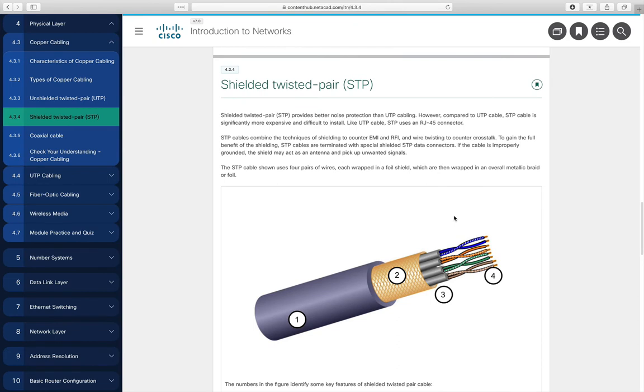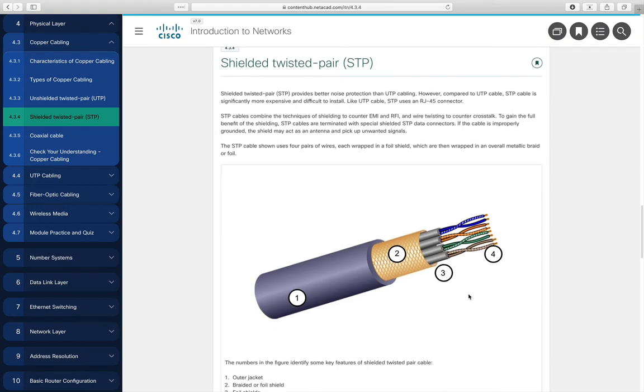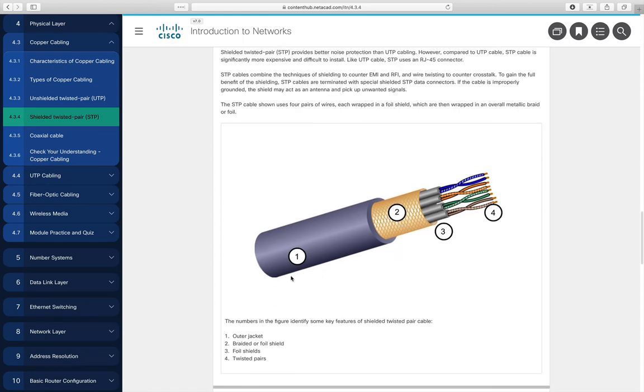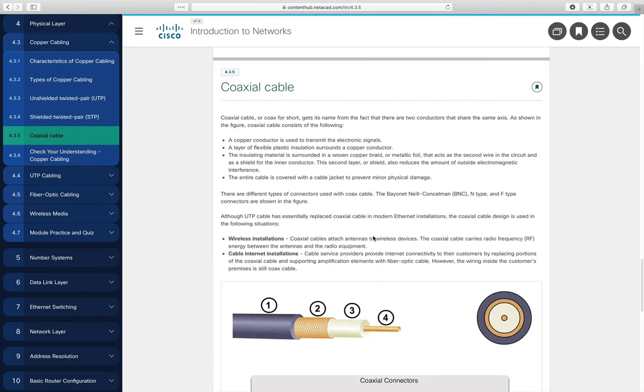Shielded twisted pair, there's kind of 2 flavors. We saw the one before where you had the 4 twisted pairs and there was a single conductor or foil around it. Here, each of the individual pairs has a foil around it, and then all 4 pairs have another foil or shielding around it. So it's kind of doubly shielded. And then also we have the outer jacket, again, to protect all this and to present it as one cable.